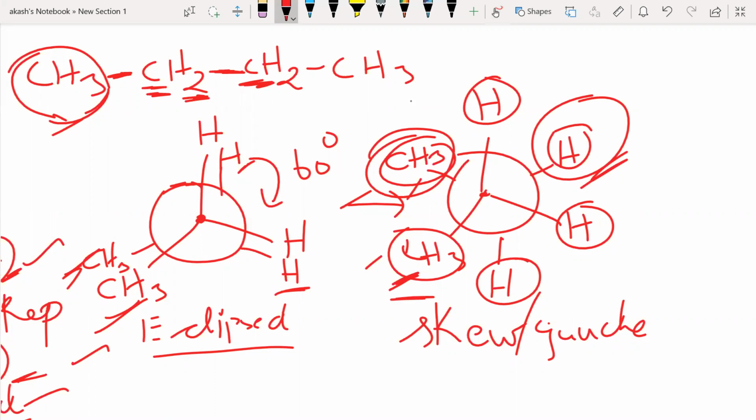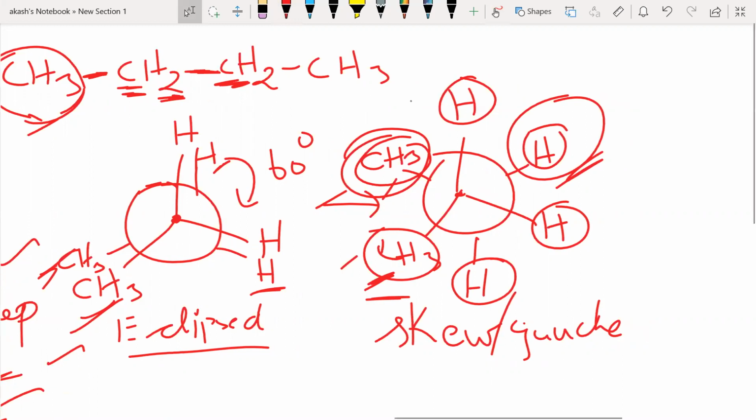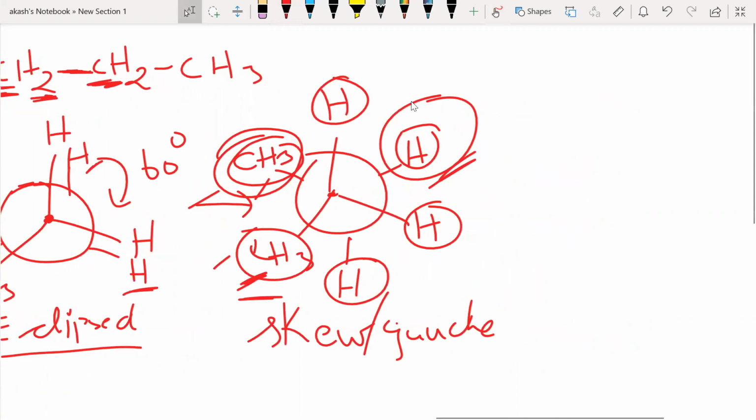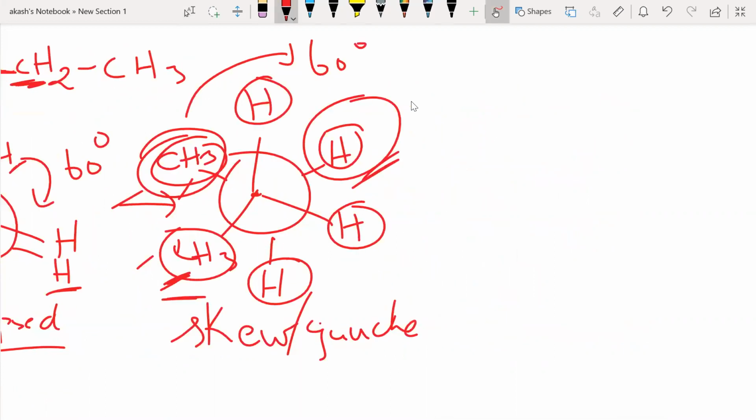Now do me a favor, rotate this bond again by 60 degrees and draw the conformation you're getting. I'll give you 10 seconds. Quick. Rotate the bond by 60. Keep the front carbon same. Don't change anything: this H, this CH3, and this H, don't change anything. Just rotate the back carbon atom by 60 degrees.